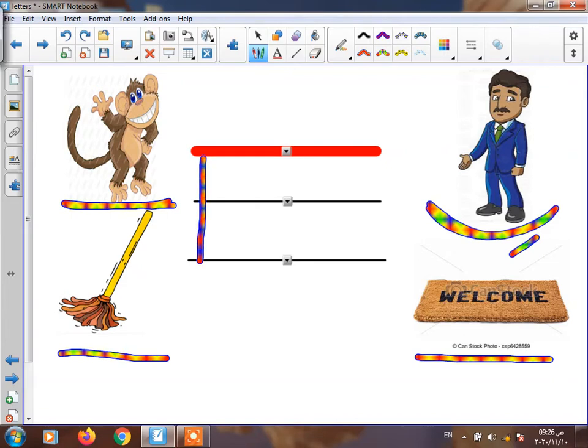Line up. Sleepy line down. Sleepy line up. Line down. How can I write sound M? Line down. Turn down. Turn down again. Letter M, sound M.